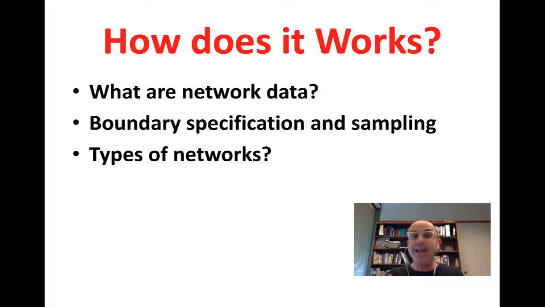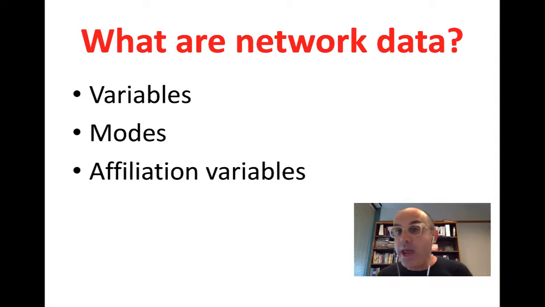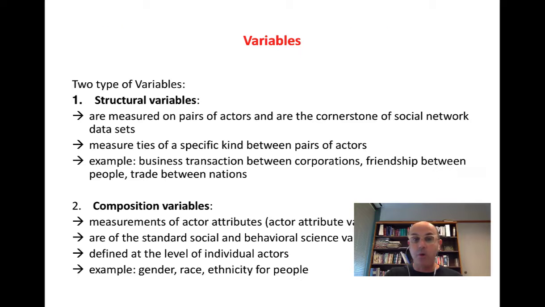So how does it work? What are network data? What are the types of network data? We have variables, we have nodes, and we have affiliation variables. A variable can be a structural variable, and we have two types: the structural variable, and then the composition variable.